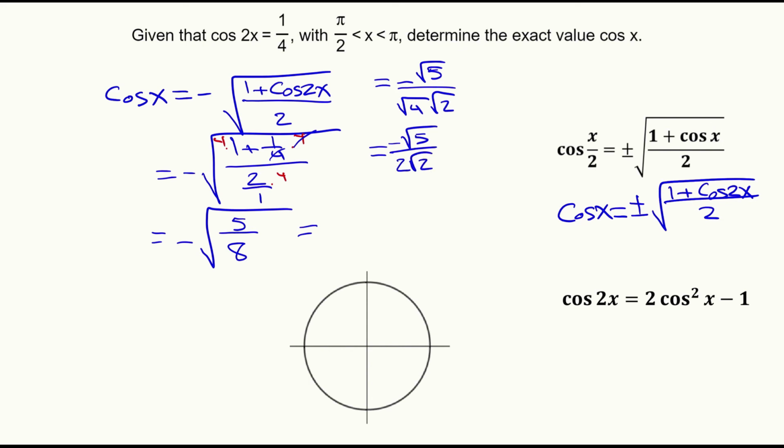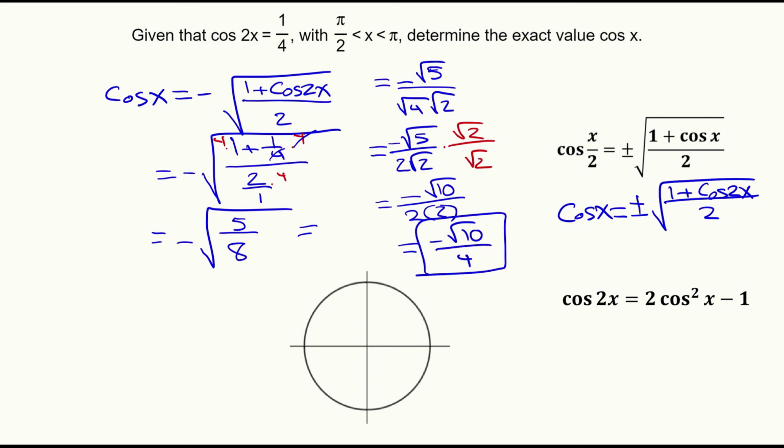Now it's easy to rationalize it, because all we need to do is multiply by square root of 2 over square root of 2. So we end up with negative square root of 10 over 2 times 2, of course, because square root of 2 times square root of 2 is 2. So we get negative square root of 10 over 4, just like that.